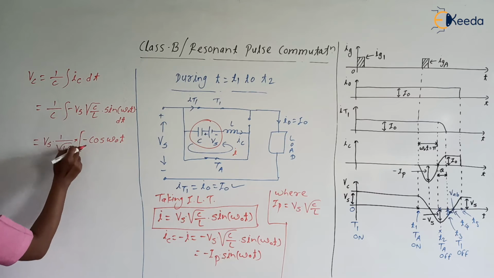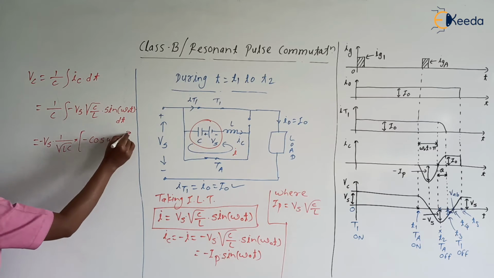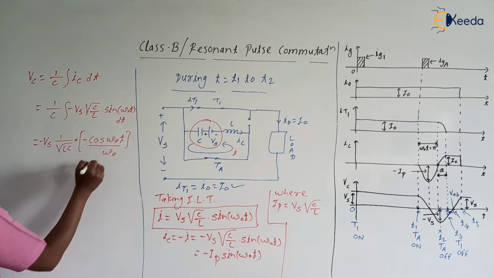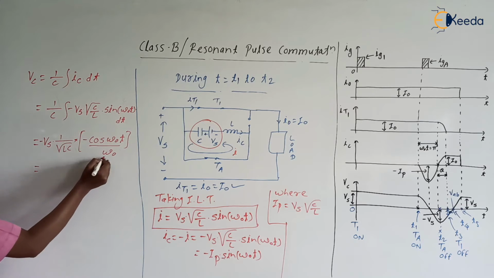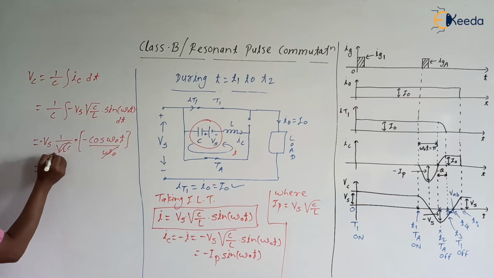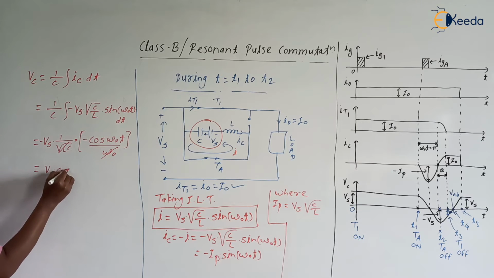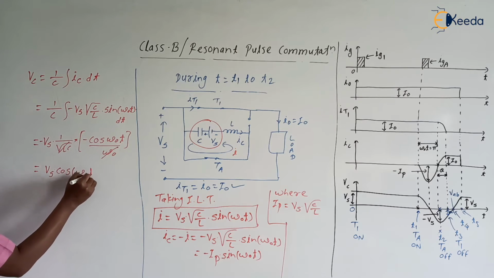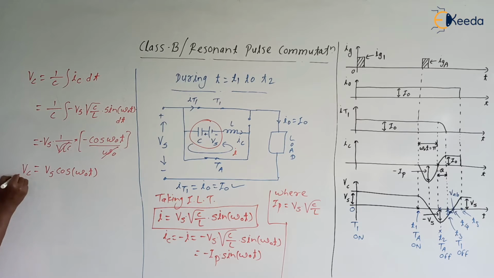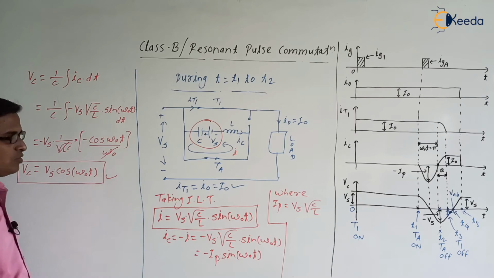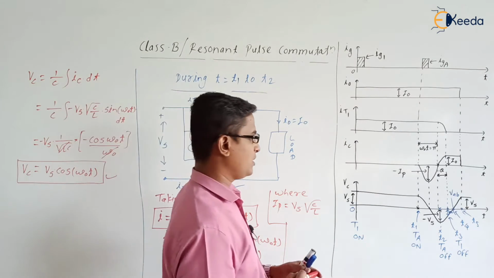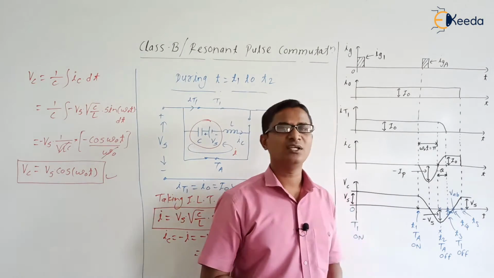This minus here and this minus will become plus, divided by omega 0. Omega 0 is 1 by root LC, and here it is root LC, so it will get cancelled. So this can be written as Vs into cos of omega 0 t. This is VC. Are you getting the point? VC is equal to Vs into cos of omega 0 t, means it is cosinusoidal.